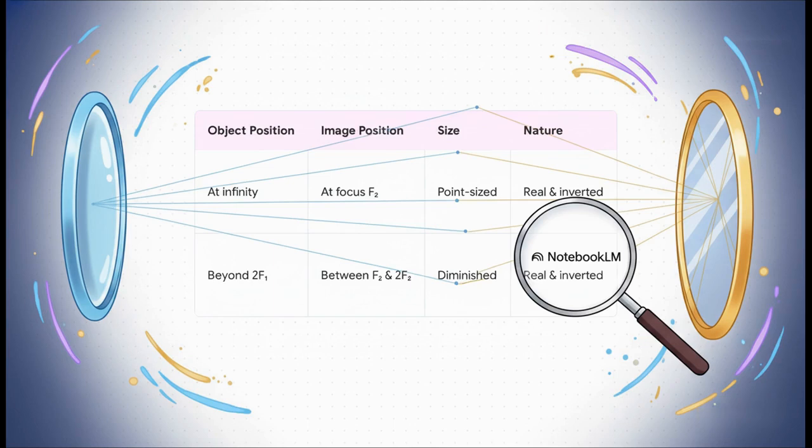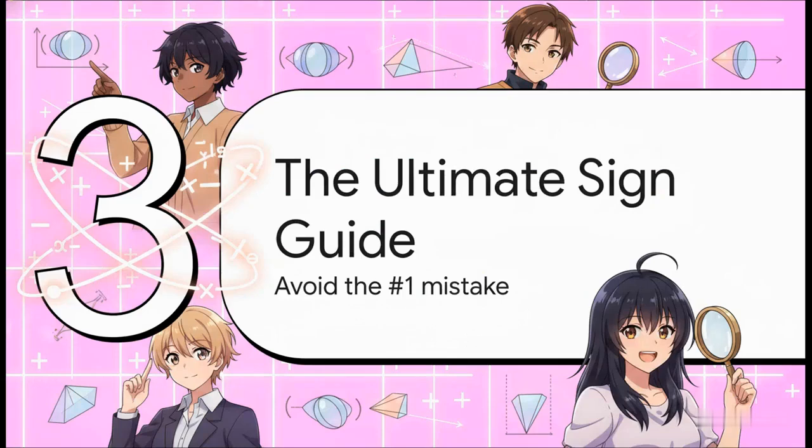Pretty cool, right? And now, we get to the part that trips up almost everyone, the math. Seriously, the formulas themselves are actually pretty easy, but if you get the positive and negative signs wrong, the whole thing falls apart. So let's really nail down the new Cartesian sign convention. This is the absolute key to getting every single problem right.